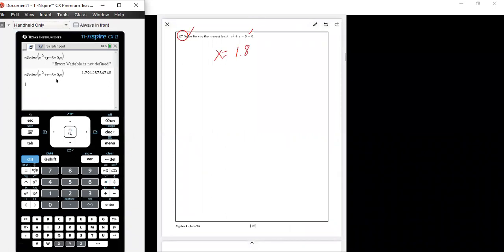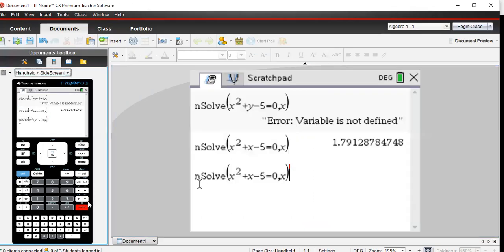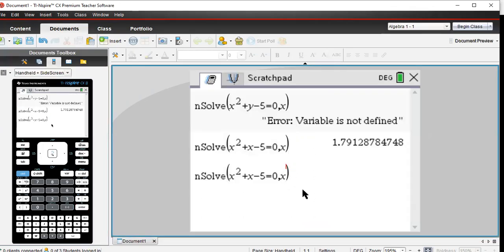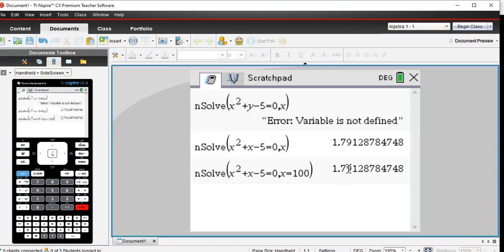Now, what you guys should know is that since this is a quadratic, it normally has 2 solutions. So we have to find the other solution, or we at least have to check to see that there's another solution. So what we're going to do is, let me make this bigger so you can see it. We're just going to copy this, and we're going to give the calculator a different starting point. So we're going to say start at 100 and find another solution for us. And you see that it comes back with the same solution.